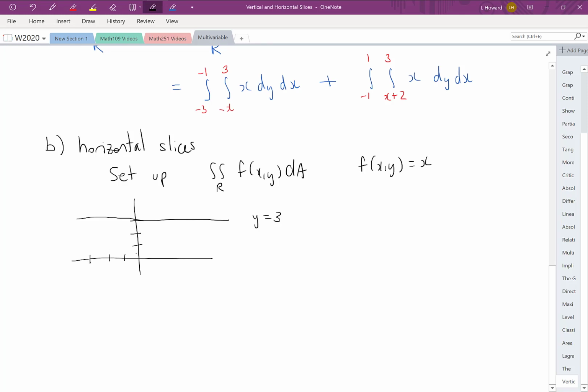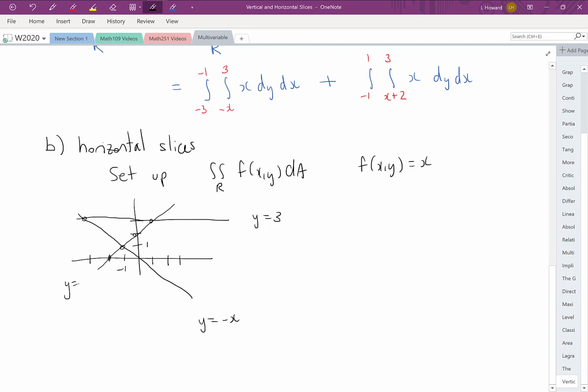We had a couple of other lines. So one was the line y equals negative x, and one was the line y equals x plus 2. And we saw from our previous picture that those lines actually intersect at negative 1, 1. So we've got some scale on there, and we've got most of our lines labeled.